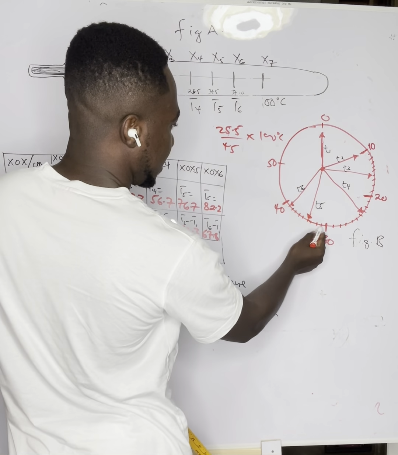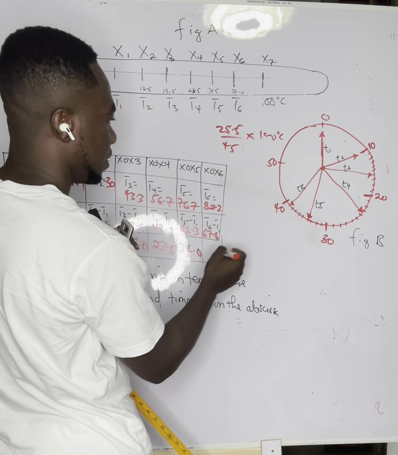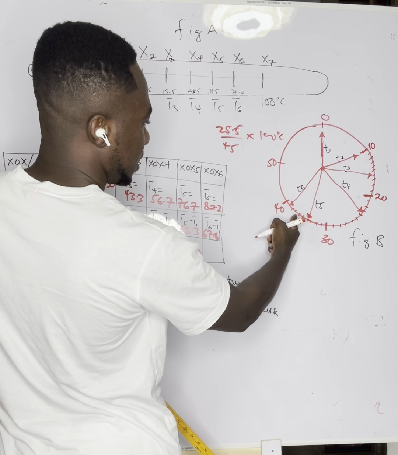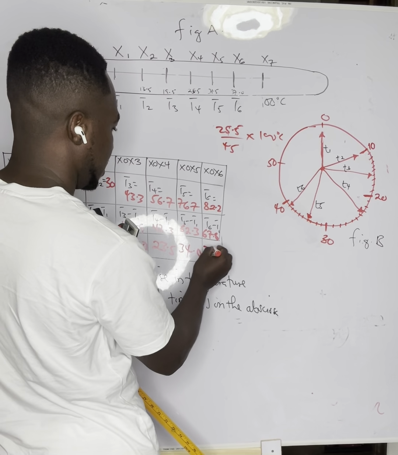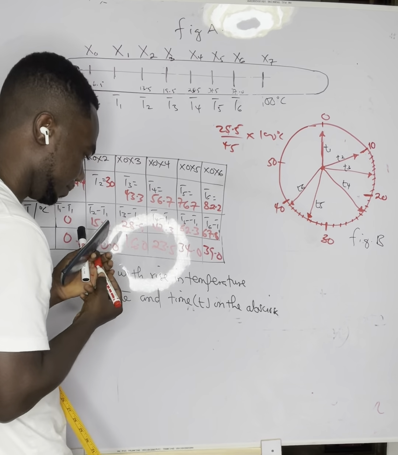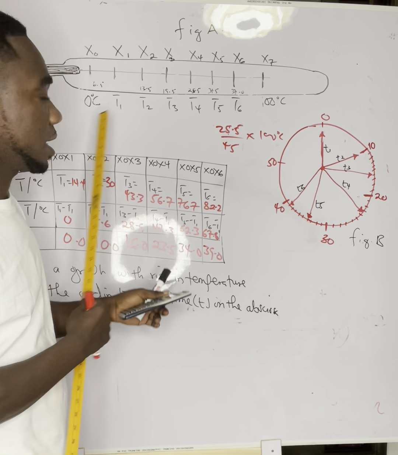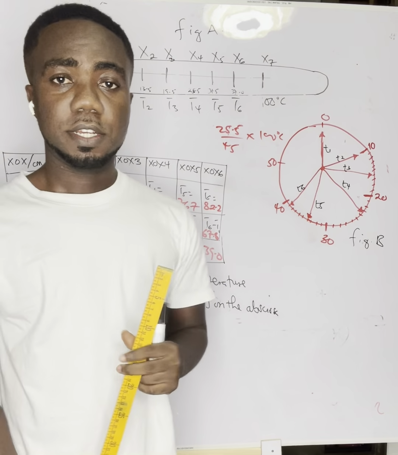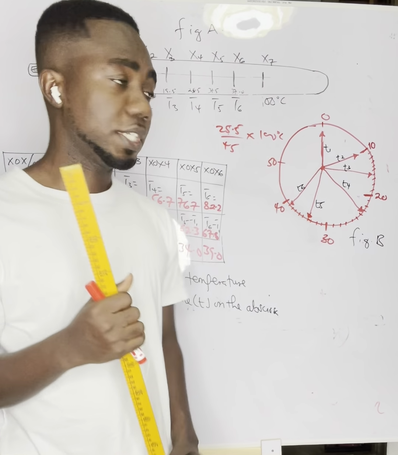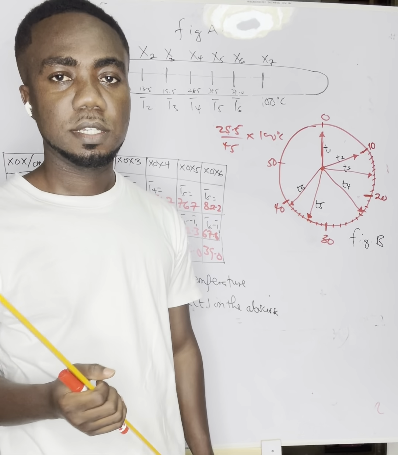T5, 30, 31, 32, 33, 34, so 34.0. Then T6, 39.0. So we are done with the recording of the rise in temperature, the differential temperature, and the corresponding time reading.